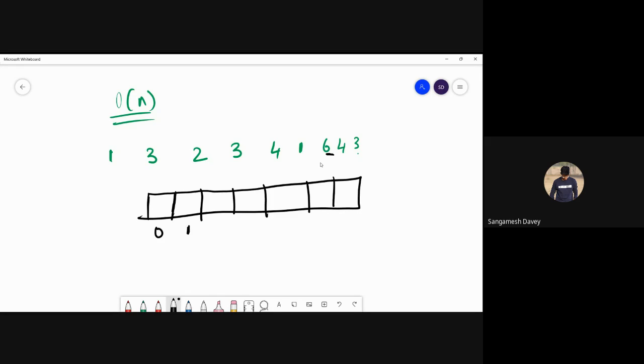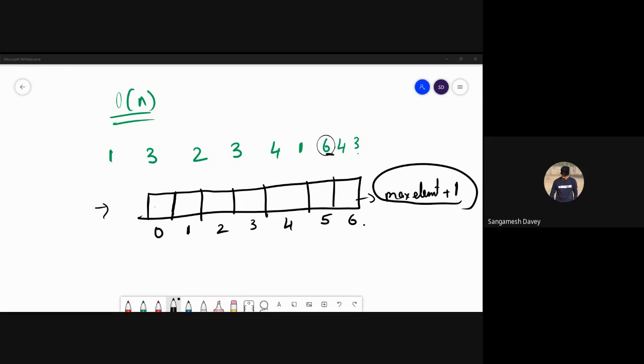0, 1, 2, 3, 4, 5, 6. First step is creating this array such that the size is actually max element plus 1. Max element is 6 and there are 7 spaces in this array. Am I right? We have to also include 0.